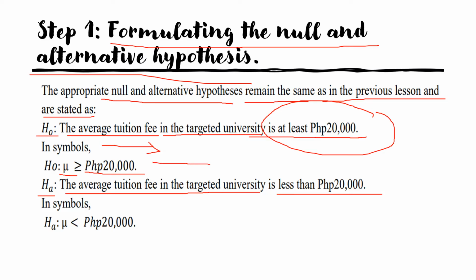Because we assume in your null that your population mean is greater than or equal to 20,000 pesos. And your alternative now is totally opposite of this null hypothesis. Then your alternative hypothesis in symbol is your population mean is less than 20,000 pesos.